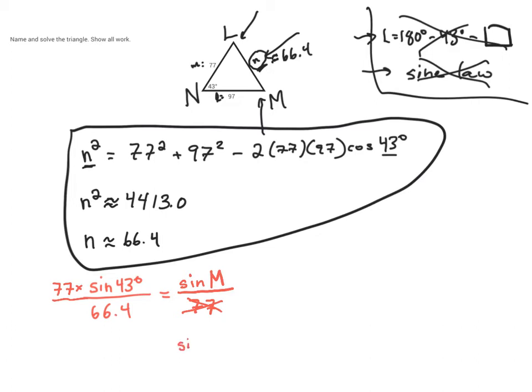And so now we're going to know what sine of M is. We won't know the actual angle yet. We're only going to know the sine of the angle, because we don't really use angles in the sine law. We only use the sine of the angle to make sure that it's the correct ratio. So we're going to do 77 times sine of 43 divided by 66.4 equals approximately 0.